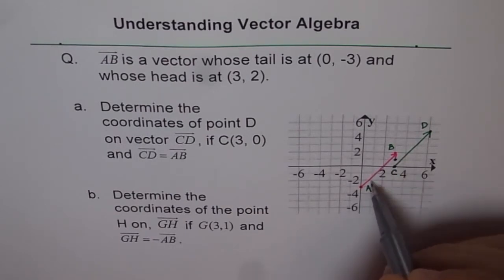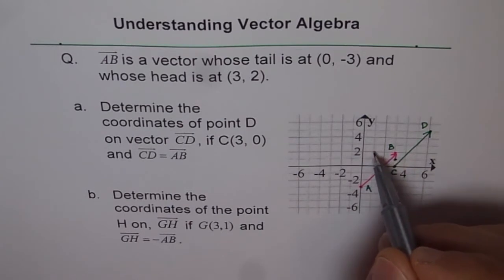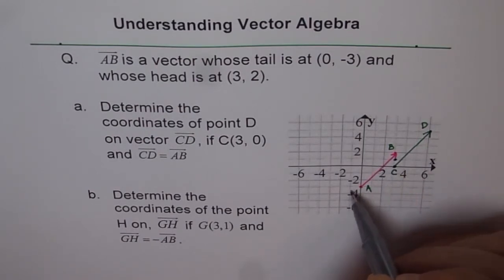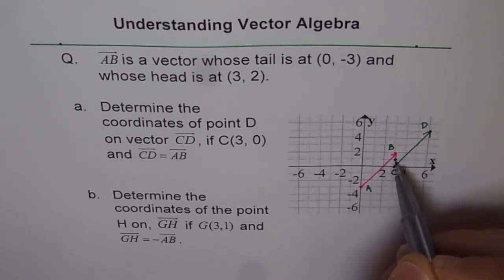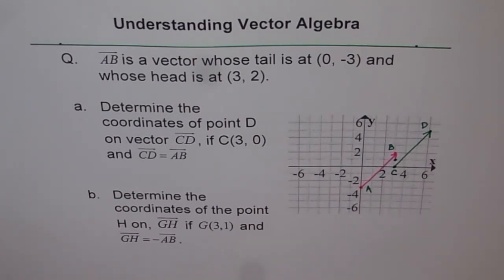Basically, you know the magnitude. How do you go from this point to that point? You're going 1, 2, 3, 4, 5 up and 1, 2, 3 right. To reverse, you go 5 down and left. Then you get the reverse direction. If you do that, you will get your minus AB. So that is how you get minus AB. Think about it and complete the answer. Thanks and all the best.